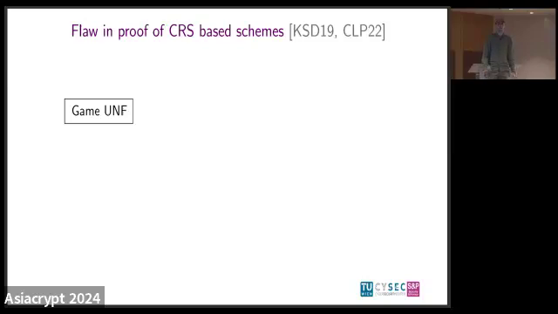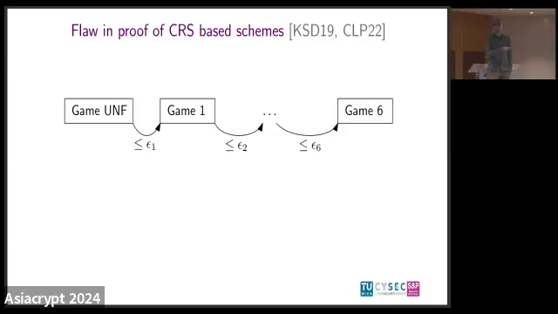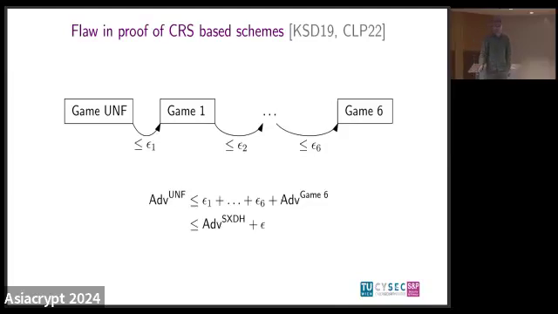And to that avail, we define a second game, game one, where we change a tiny bit of the game, and then we bound the difference in advantages, in that case by epsilon1, and then we change game one slightly again and bound the difference again by epsilon2, and so on, till we end up with game six, where in their case it is easy to actually bound the advantage of that game. And these hops are then used to bound the advantage of the unforgeability game by the sum of the epsilons plus the advantage of the last game, which in their case they bound with the advantage of their assumption and some negligible term.